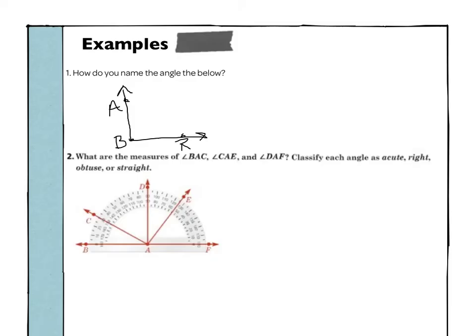All right, we're on to the examples now. So how do we name the angle below? Well, we look at the angle and we say the angle that's in the middle is in the middle. So we call this angle ABR. Or we could call this angle RBA. Sometimes, very rarely, you will see them just name it by the vertex itself. So it could possibly be called angle B.